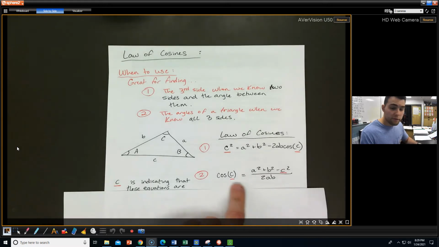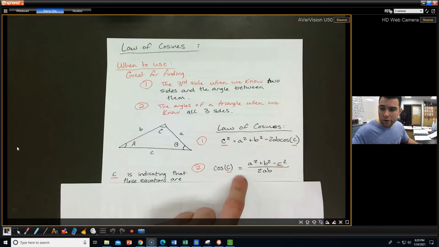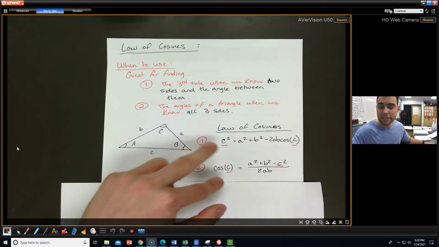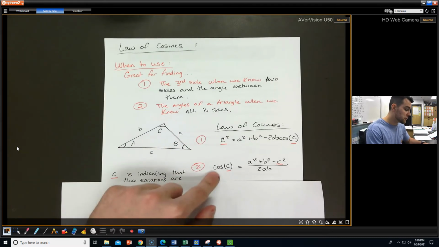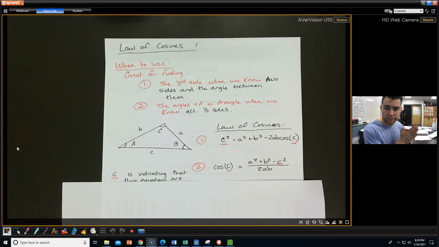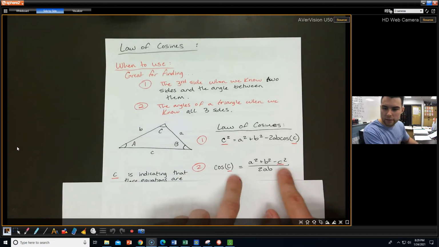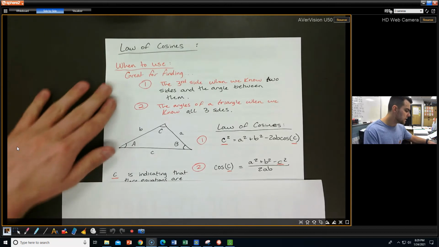Here's an alternative form of it as well. We're going to see why this one is more useful in a little bit, but this is an alternative form. They are the same equation. This one is just rearranged to solve for cosine C. And once again, I underlined the C. So why am I doing that?